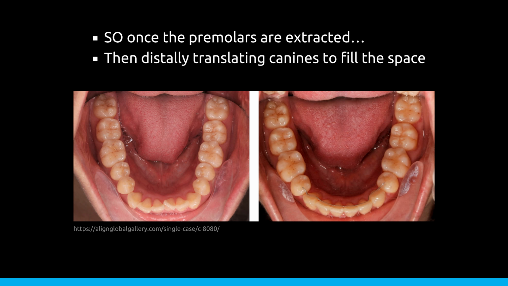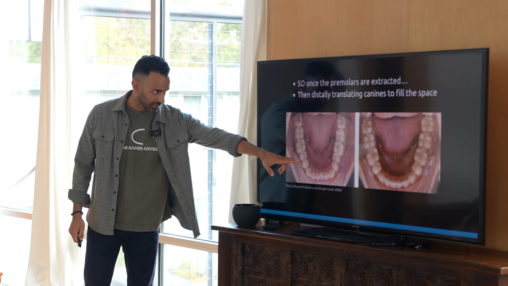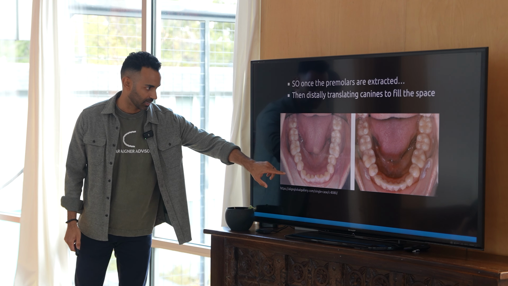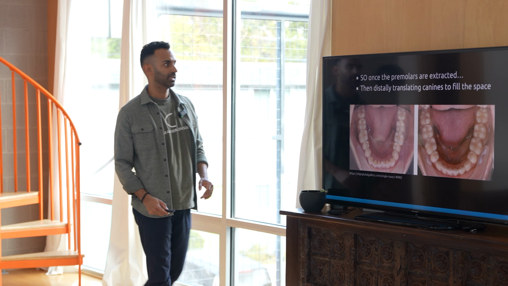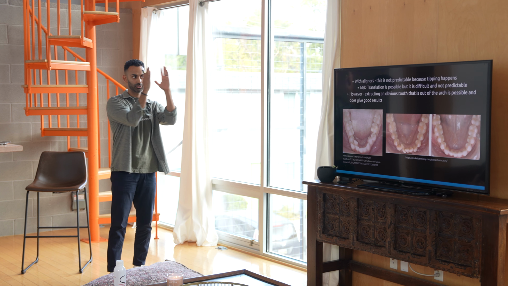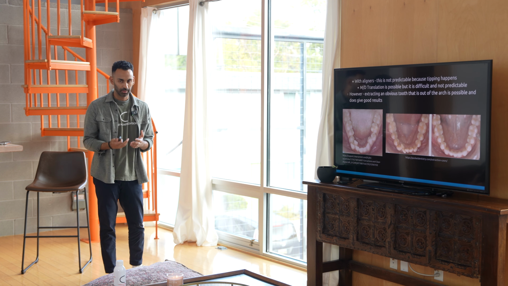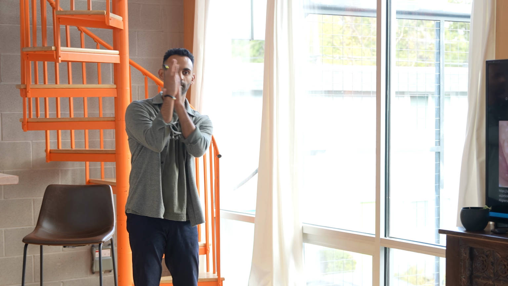And so this is an example of kind of what that would look like, right? So it looks like they extracted their premolars in this picture, and then they just took everything and moved it back, okay? So with aligners, this is also not the most predictable thing, because when you're trying to do any type of mesial distal translation, so bodily translation, just moving them, it's possible, but it's not the most predictable thing because you're gonna get a tipping motion, right?